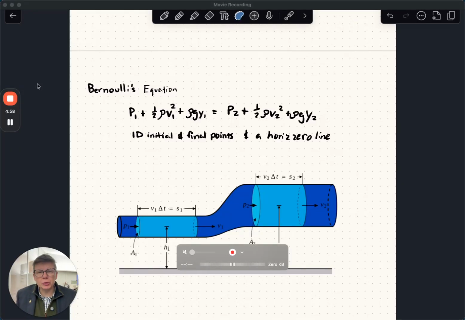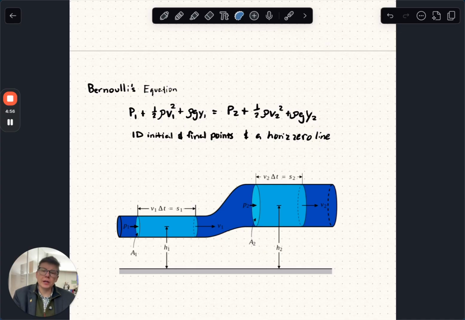Let's talk about Bernoulli's principle and Bernoulli's equation that comes from it. Now, I will not be deriving the equation in this video. Please feel free to hit up YouTube or your favorite learning website to see how it's derived if you're interested. The equation looks like this.